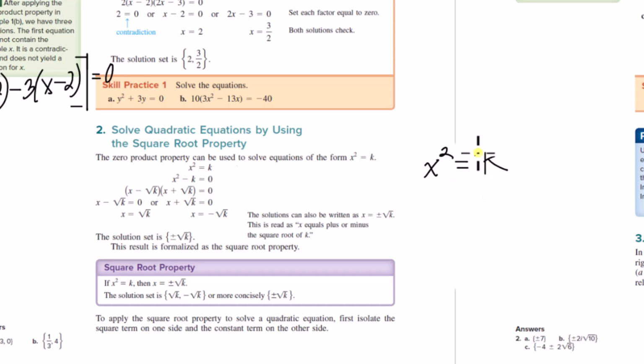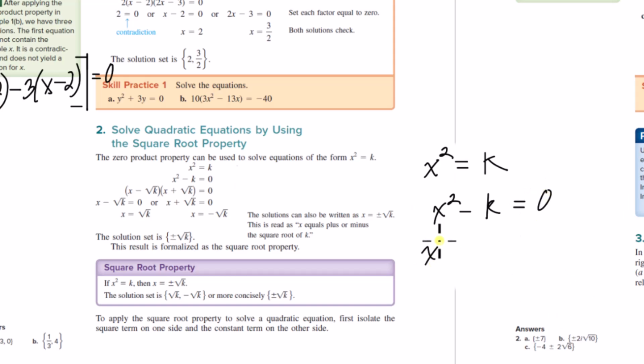So x squared is equal to a constant, some real number. K is a real number constant. So how would we solve this in general? We're about to solve a quadratic equation in 2 variables, right? So we could subtract k from both sides.